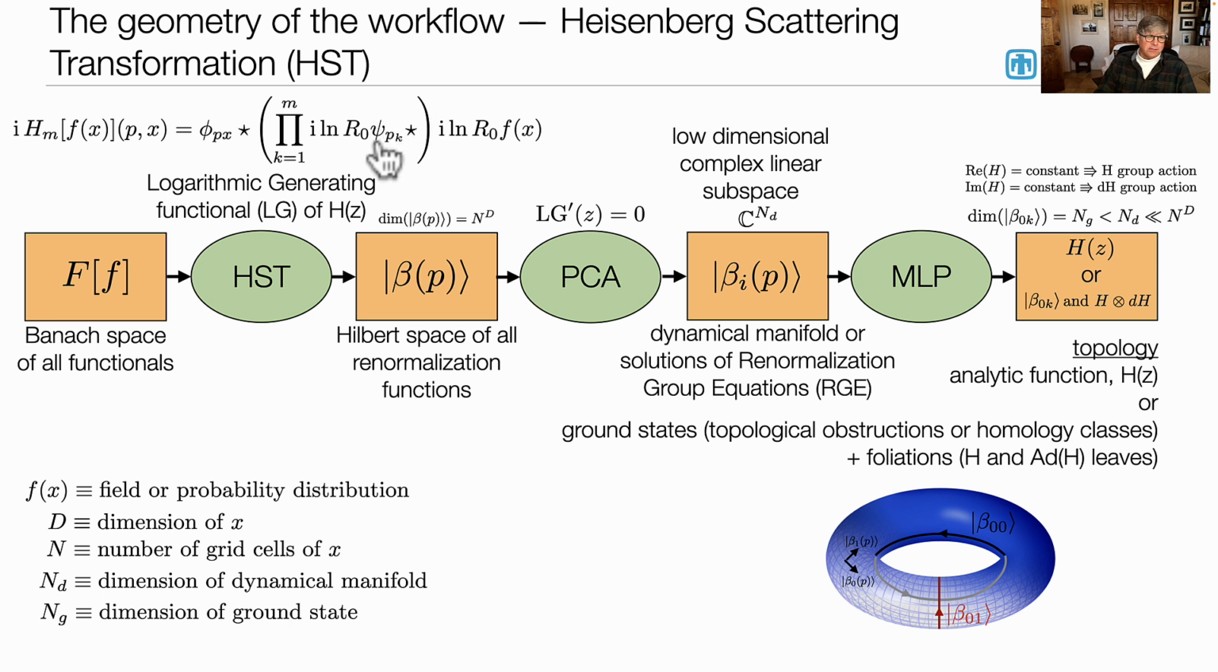The phi is the mother wavelet of the convolutional filter bank. The nonlinear rectifying function is this I log R naught. These are complex wavelets. This is a complex transformation. We are using the complex logarithm of it. Okay? And then finally, there is a pooling function, which is the father wavelet on the left-hand side of it.